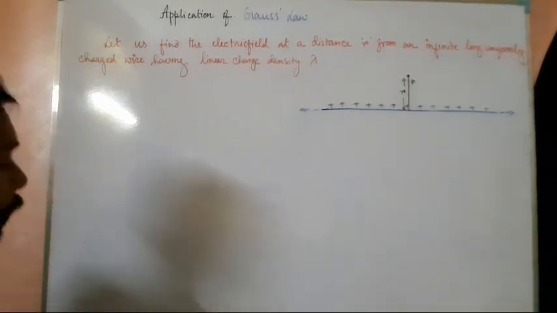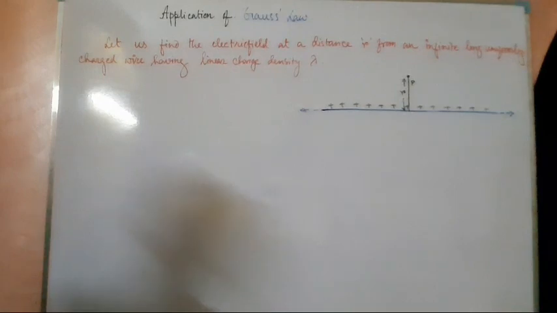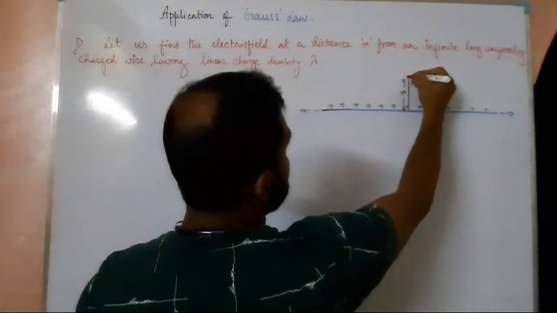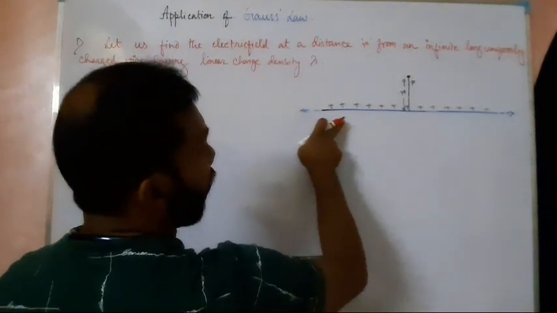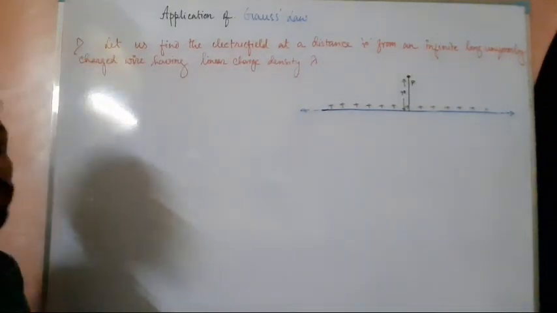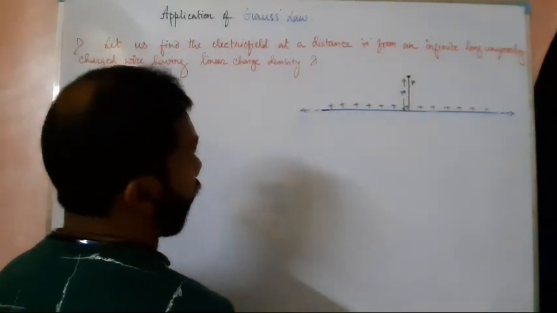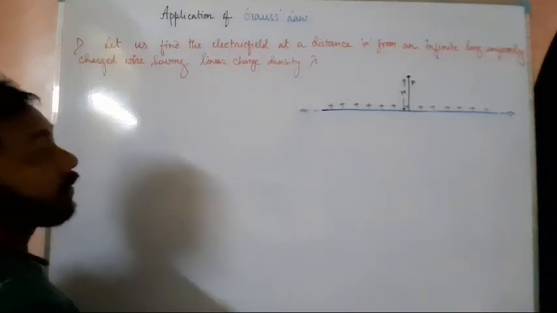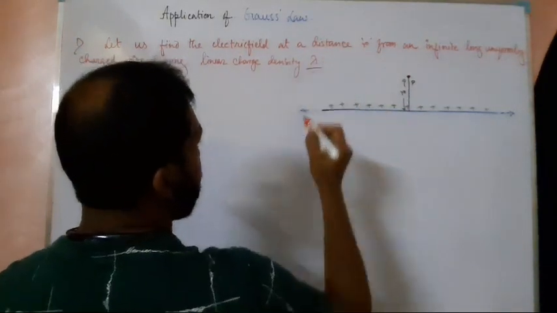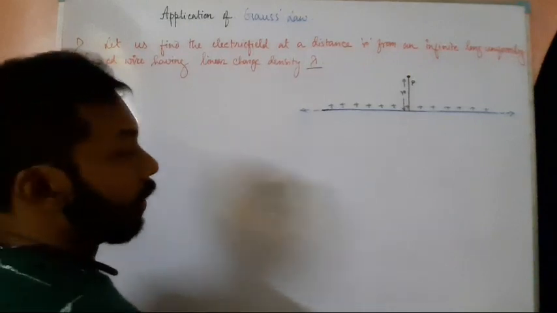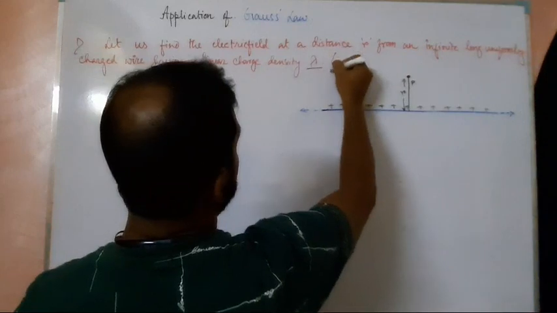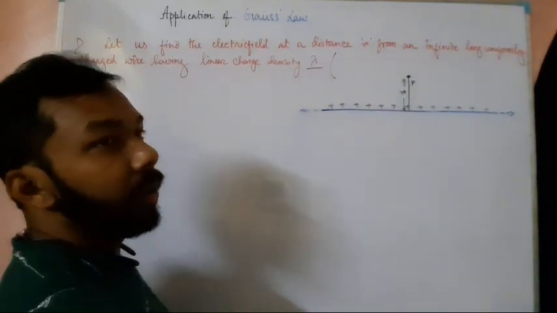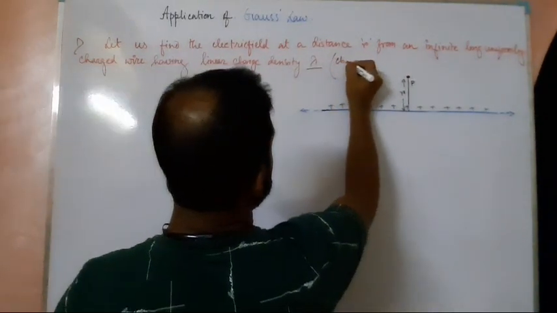So we have our first problem where we have to find the electric field at a point, suppose at this point P, which is at a distance r from an infinitely long charged wire, and the wire is uniformly charged and its line charge density is lambda. We have learned continuous charge distribution, and line charge density means the total charge per unit length.